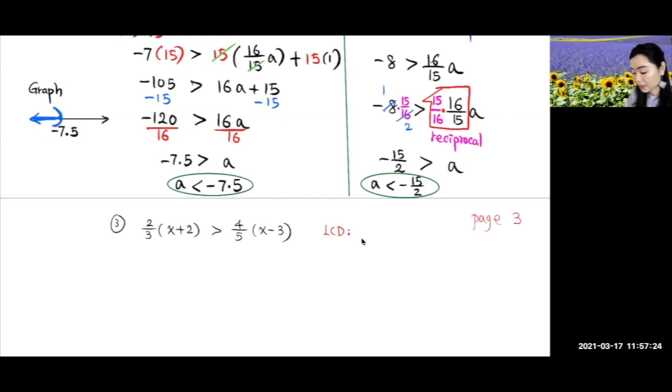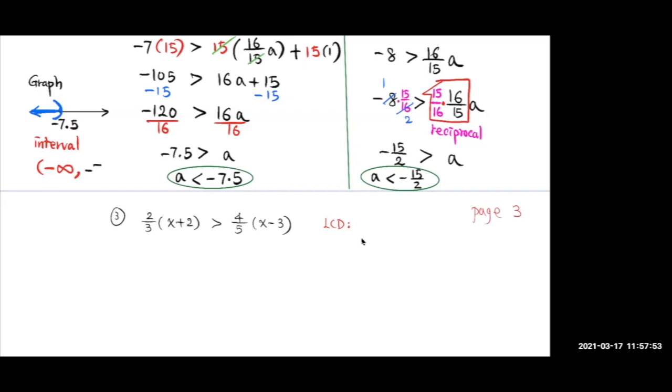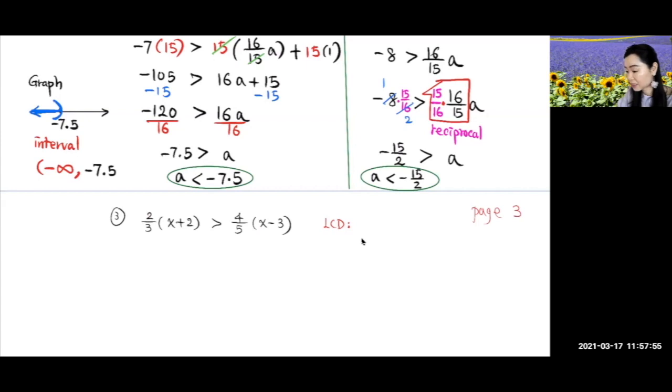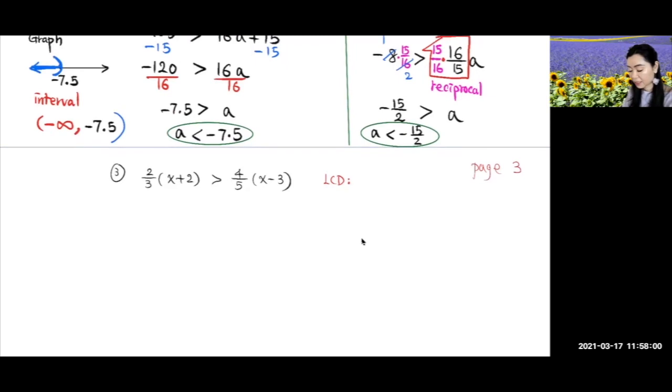Now, if you put that in interval notation, what would the interval be? Anyone? Negative infinity, parenthesis, because on the left side the numbers get smaller and smaller. So it's negative infinity, comma, and then what? Negative 7.5. After that, you will have a parenthesis right here.